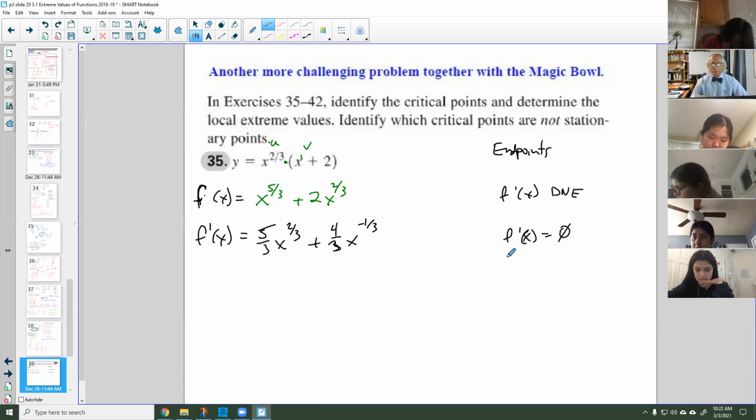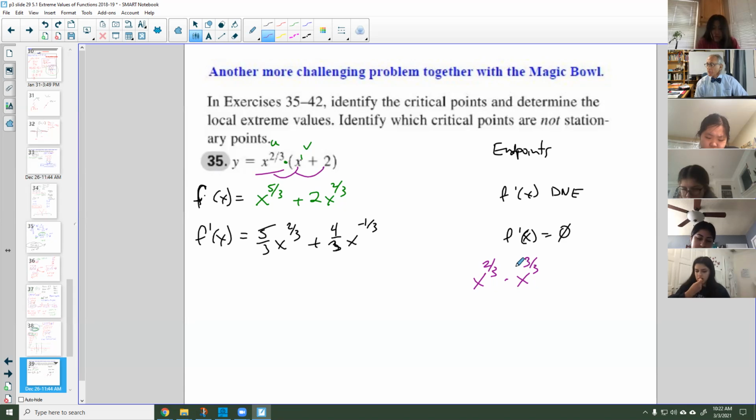Does that work for you? Yeah, Zian, please. How did you get x to the 5/3 and 2x to 2/3? I am distributing x to the 2/3 into this binomial. So I have x to the 2/3 times x, but x is actually the same thing as x to the 3/3. When you're multiplying with the same base, you add the exponents, right? So that's how I got x to the 5/3. And then the other one, I just multiplied 2 times x to the 2/3, so 2x to the 2/3. Pretty good. Okay, so this is my derivative.